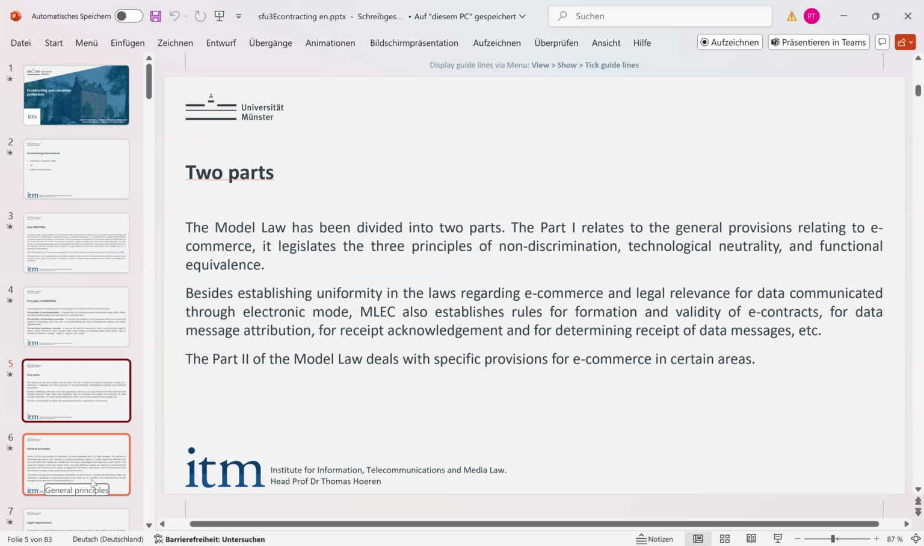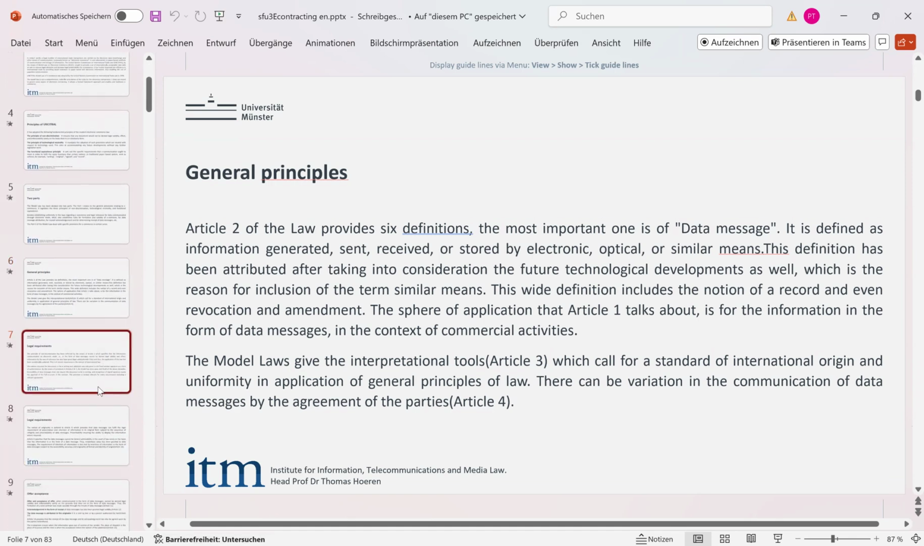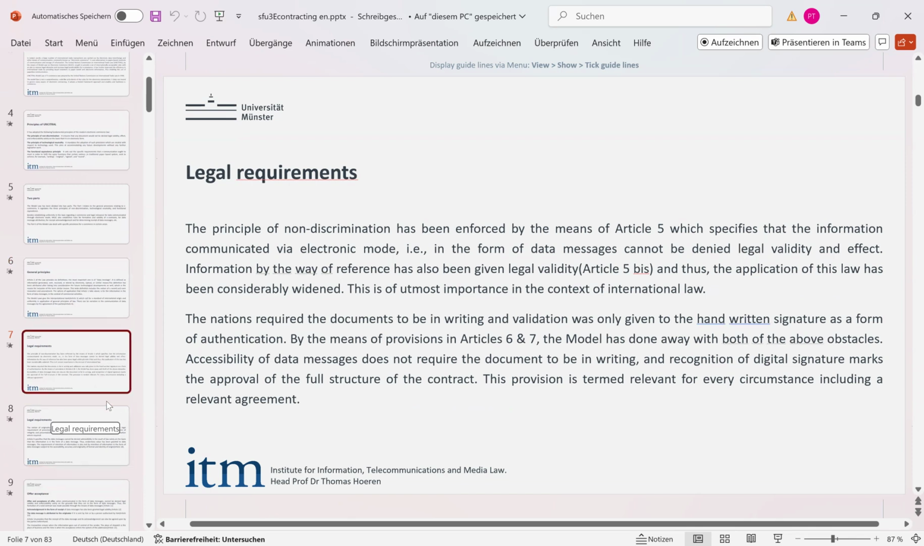Because this UNCITRAL consists of two parts. The most important regulation in UNCITRAL is Article 2. The definition part is rather broad and says every information generated, sent, received, stored by electronic or similar means is included. So it's a rather broad definition. The legal requirement says that a nation, if it requires a document to be in writing or validation, is not allowed to say it's necessary to have a handwritten signature. So there should be a requirement to open their national law to electronic signature.